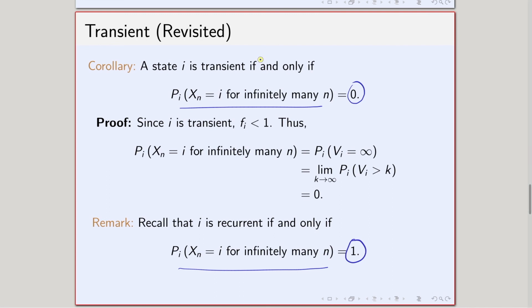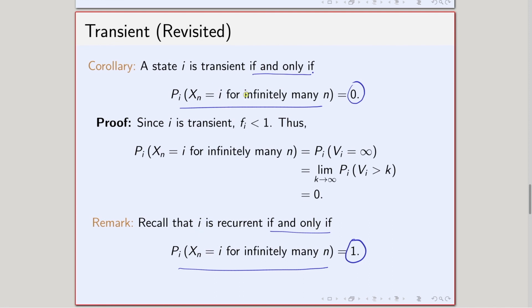So, it says that a state I is transient if and only if Pi(Xn equals I for infinitely many n) is 0. And this is a necessary and sufficient condition. Both of them are necessary and sufficient conditions. That means if I am able to show that, then I is transient. If I is transient, then this is true. Similarly, in this case also, if I is recurrent, this is true. On the other hand, if this statement is true, then I has to be recurrent.